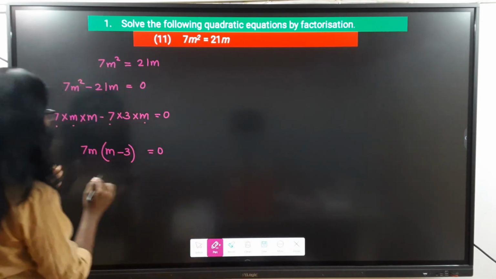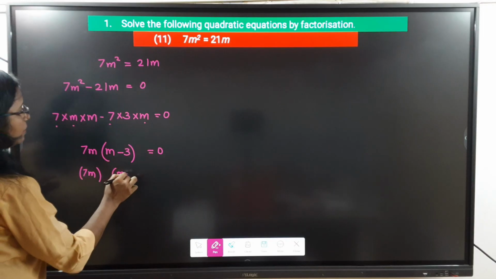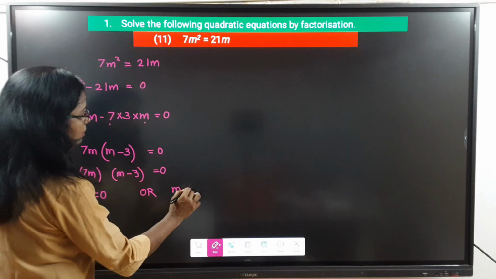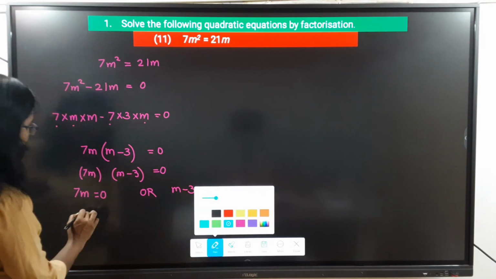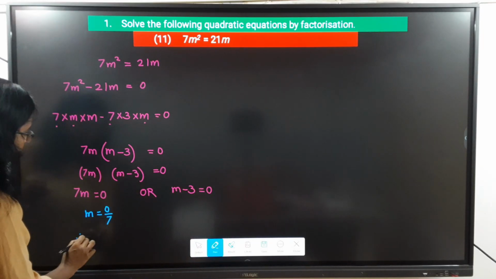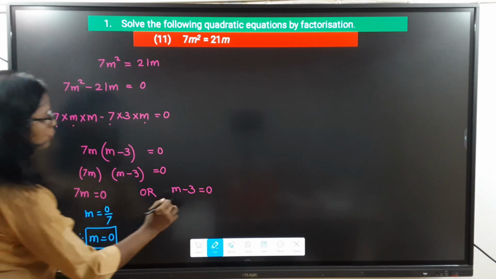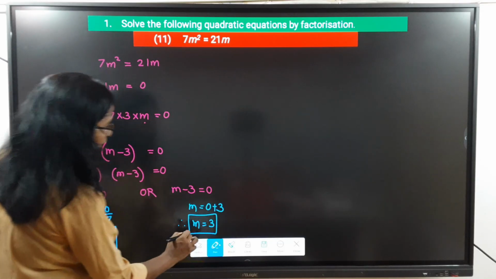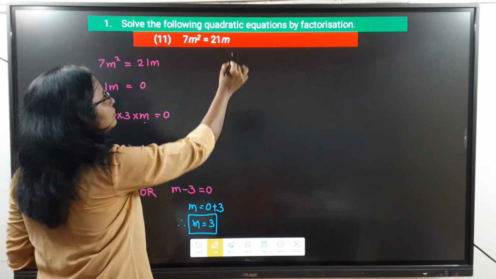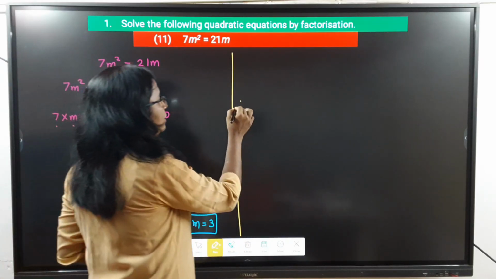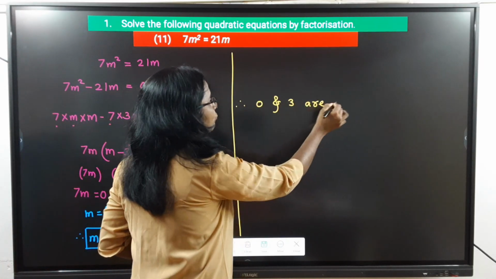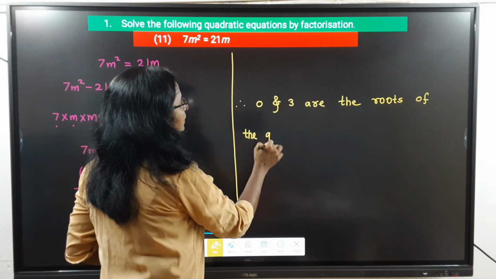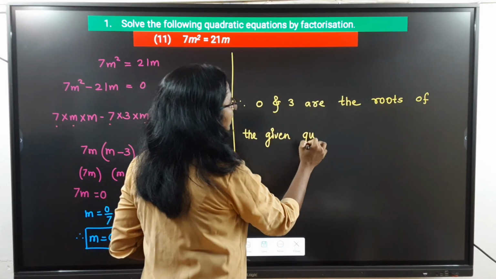So that means we assume that 7m is the first bracket and m minus 3 is the second bracket. So 7m is equal to 0, or we say the second bracket m minus 3 is equal to 0. Therefore further we say m is equal to 0 upon 7, therefore m is equal to 0. And here, students, m is equal to 0 plus 3, therefore m is equal to 3. So finally we can write down the solution: 0 and 3 are the roots of the given quadratic equation.